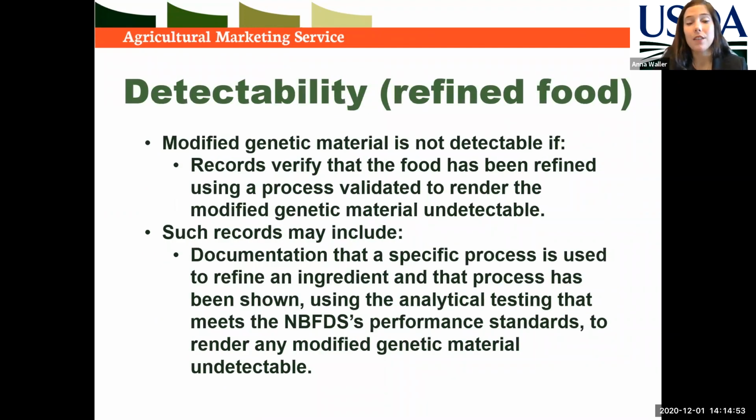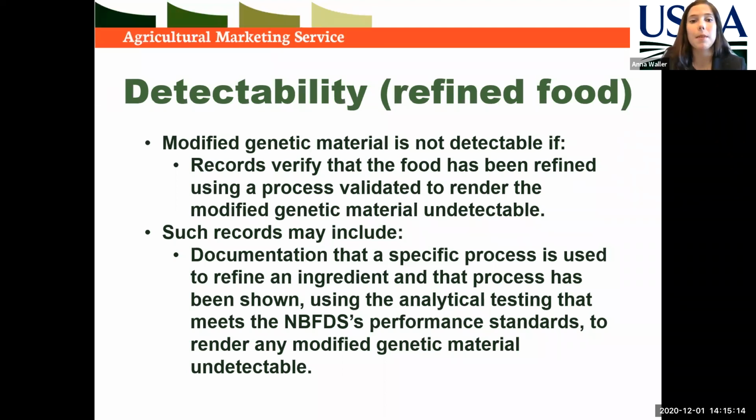For highly refined foods that are produced using a food on the list but do not contain detectable modified genetic material, you can maintain records that verify the food has been refined using a process validated to render the genetic material undetectable. Validation is confirmed through testing and through maintenance of processing records.